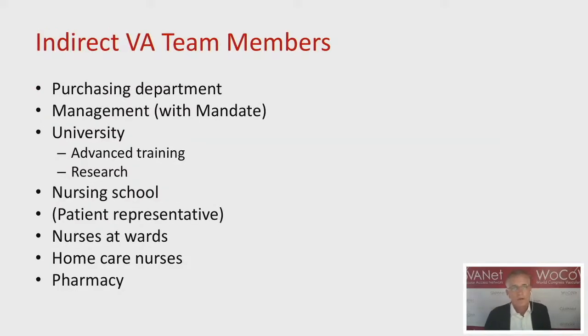But we should think of having indirect vascular access team members. The purchasing department, management with a mandate, the university for advanced training and research, the nursing school, and maybe also patient representatives. But this is a difficult part of the team. Nurses at the wards, home care nurses, because we see an increase on home infusion, and pharmacy.